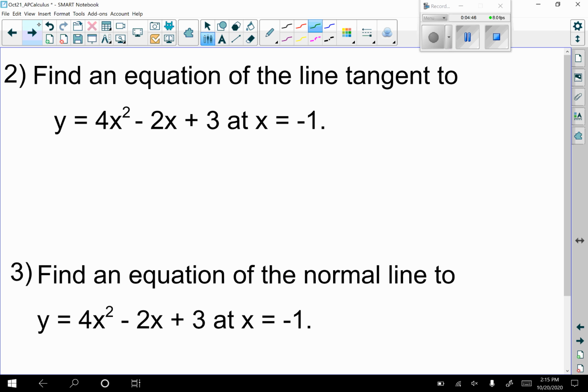All right, go ahead and take a look at number 2. Pause the video. Actually, 2 and 3 are together, so you could work on both of those right now. Pause the video and then resume playing.